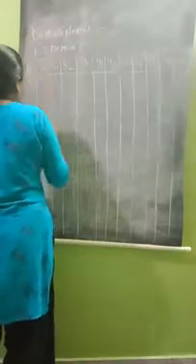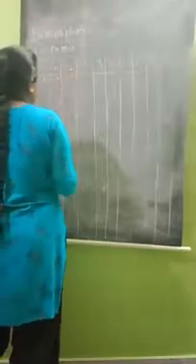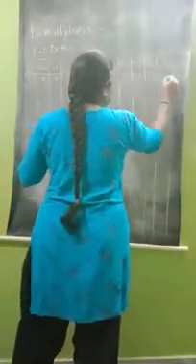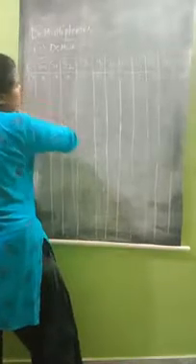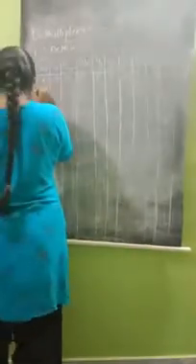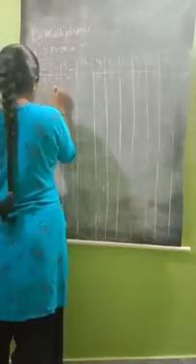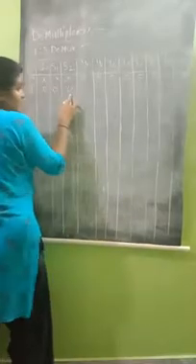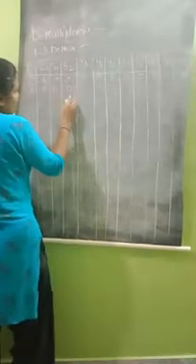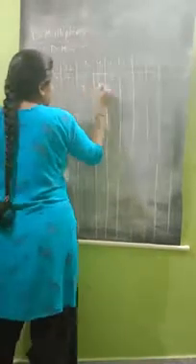Here the enable is 0, then the selecting lines are like this, and the outputs are 0 0 0 0 0 0 0 0. Why? Because the enable is 0, so the device is in off condition. Then the enable is 1 with 0 0 0. This is the binary code of 0. So only Y0 is enabled and the remaining are 0.